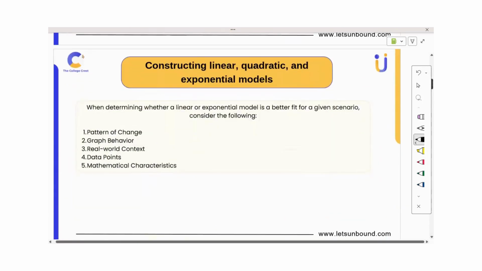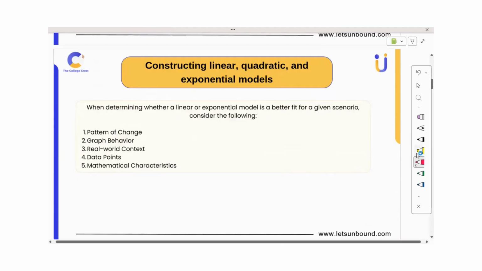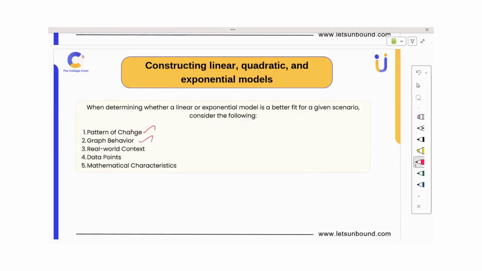We have already come across linear, quadratic, and exponential modeling. When you are determining whether a linear or exponential model is a better fit, you have to consider the following. Linear and exponential have completely different behavior, right? The pattern of change when you are dealing with a table of values, the graphing behavior, which will be very straight for linear, and growth or decay, and the real world context.